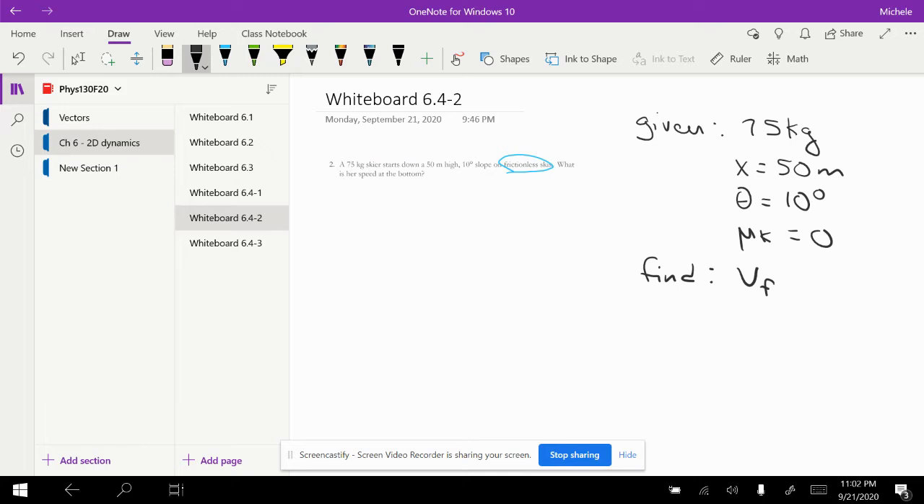Okay, so let's draw a picture. So we've got a picture, and we've got a skier. And we'll give her poles. She's pretty happy. She has hair. There we go. Okay, and this is my theta.